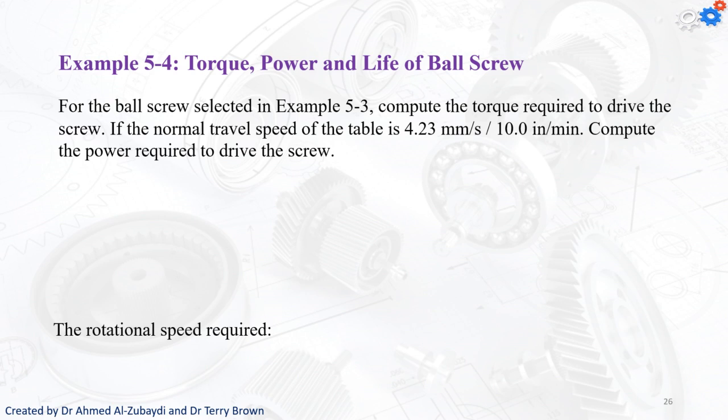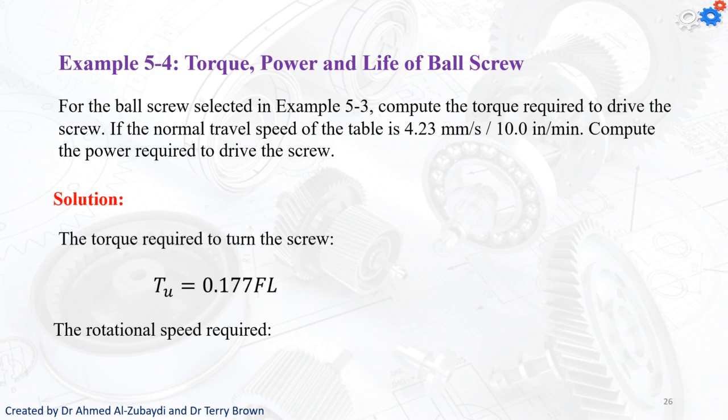So in this example, we need to find the torque, the power, and the life of the ball screw. For the ball screw that we selected earlier, compute the torque required to drive the screw if a normal travel speed of the table is given as 4.23 millimeters every second or 10 inches per minute. And then we can compute the power required to drive the screw. So we start first with calculating the torque.